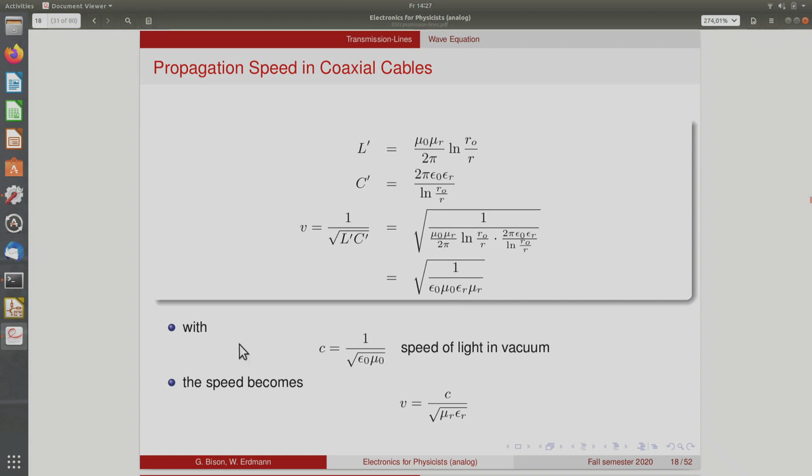So by using this constant, we can now write the speed of the signal as c divided by the square root of mu r and epsilon r. This is a universal feature of these transmission lines. Here, in this case, it does not depend on what the dimensions of this coaxial cable actually are. Okay? It just means you have a transmission line with some dielectric between the conductors, then you'll get this expression for the propagation speed.